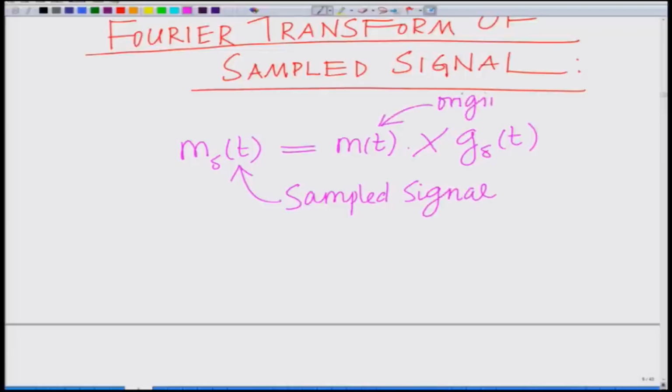Your original, this is your original analog signal. And now, if I look at the Fourier transform of this, that is very simple. M delta f is the Fourier transform of m delta t, that is the sampled signal.